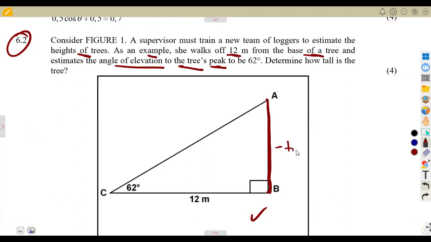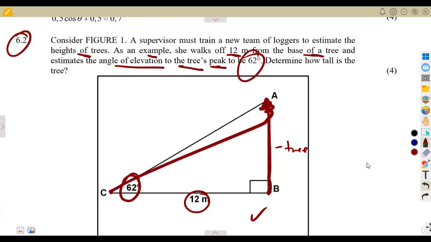So we are having an investigation that is happening. Estimating from B, which is the foot or the base of the tree, to this point, you see we've got 12 meters. The angle of elevation was seen to be 62 degrees at the peak of the tree. So this is the peak. We are looking at the peak of the tree.